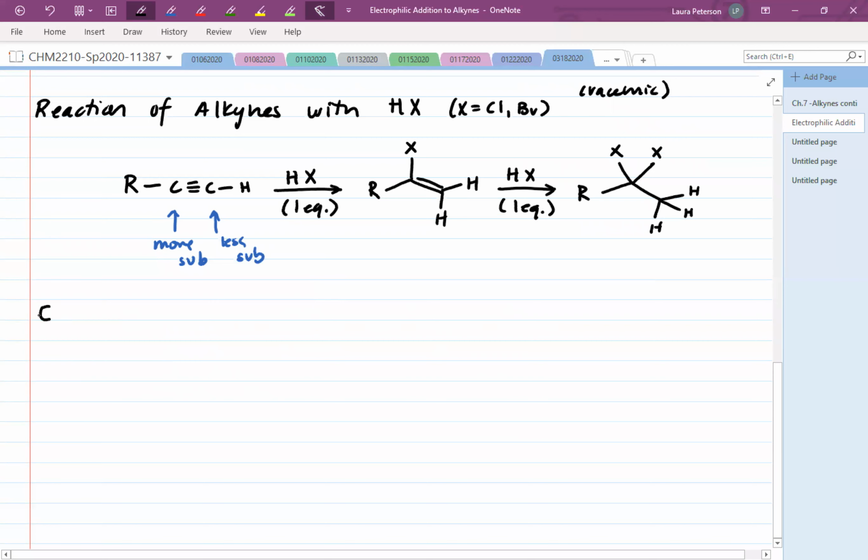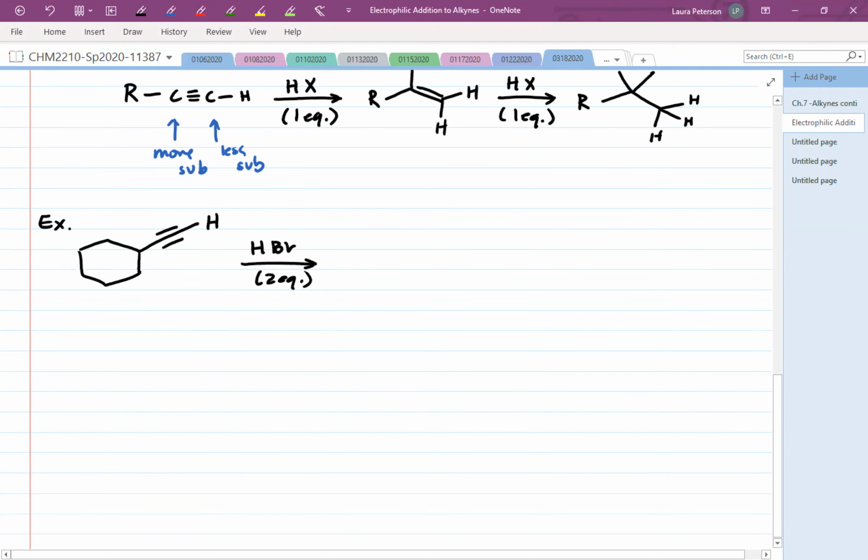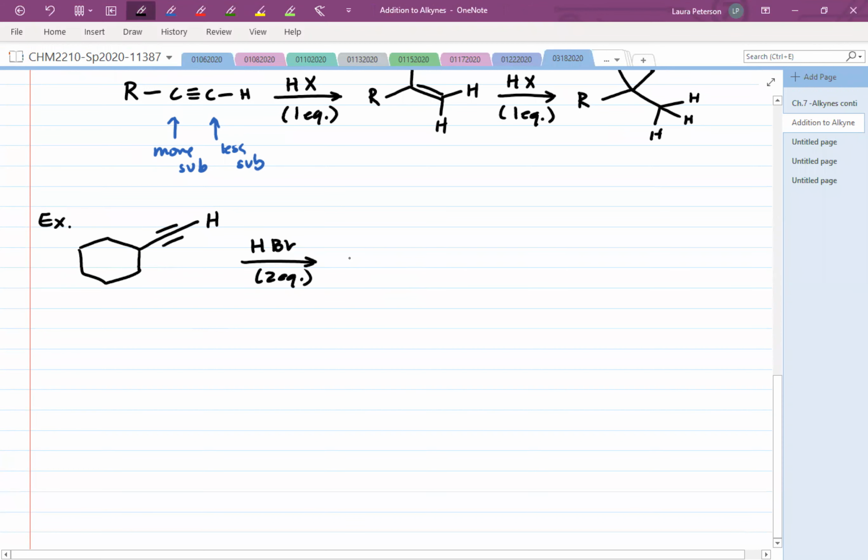So let's look at an example to talk about the mechanism, and then we'll look at an example of an internal alkyne. Okay, so here is our terminal alkyne. Let's react this with HBr in two equivalents. Okay, in the mechanism, we'll break it up and talk about each equivalent independently. Okay, so the overall product of this reaction we would expect to see would be the dihalide at the more substituted position of our alkyne.